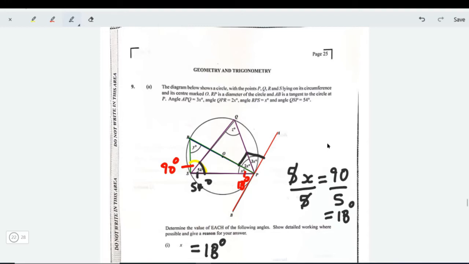Fine. I said angles in the same segment are equal. Angles in the same segment are equal, and that's perfectly fine if you use angles.